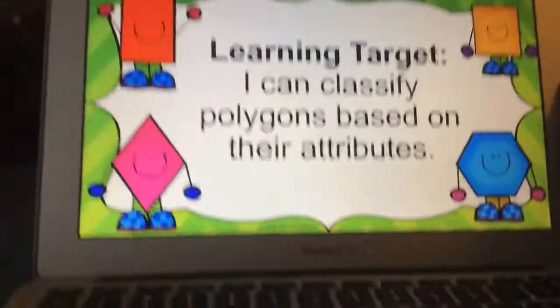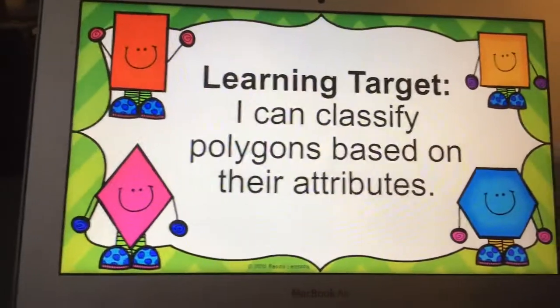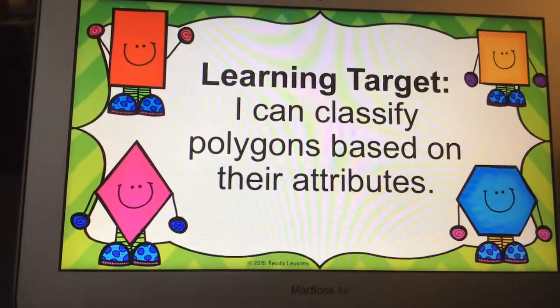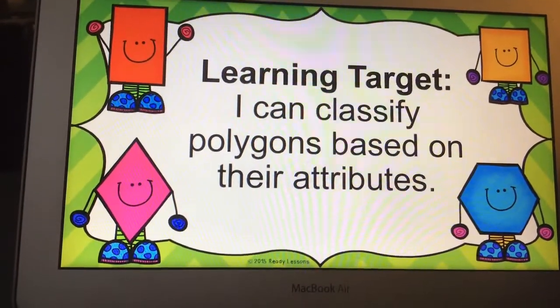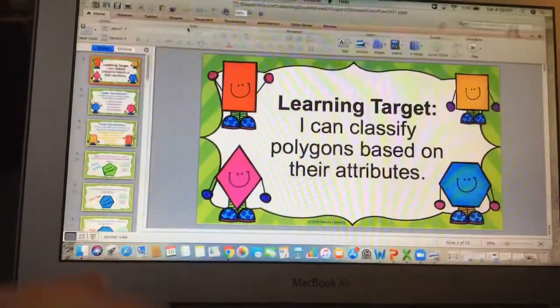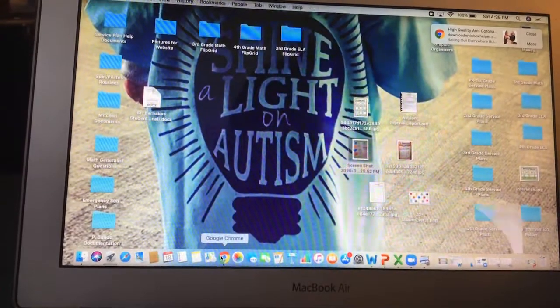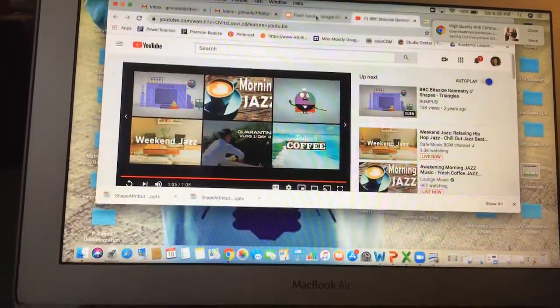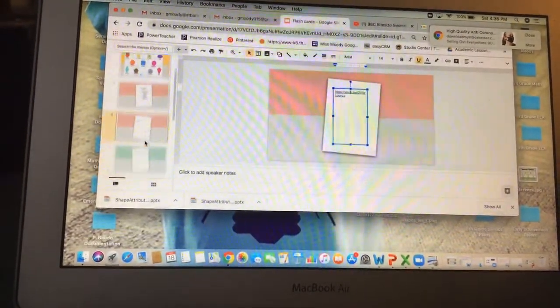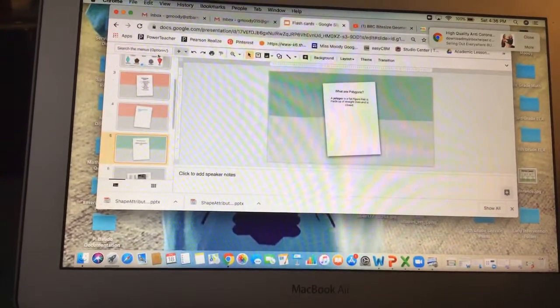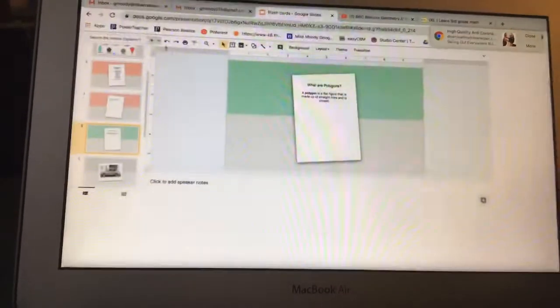Okay. So here we go. Our goal for today is learning how I can classify polygons based on their attributes. So I forgot to go back to one. So we're going to go back to my other, and we're going to come down into what is a polygon. I apologize for not having that ready.